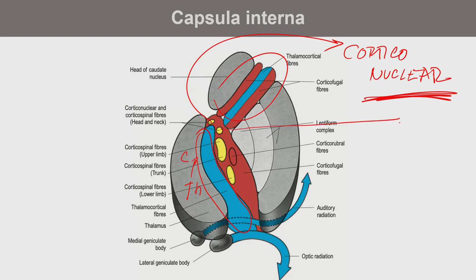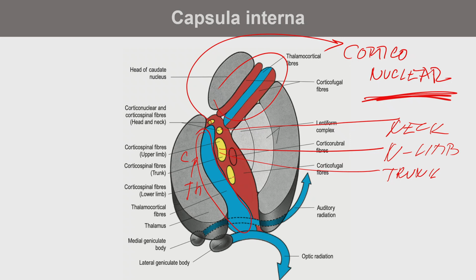Next three are from neck, upper limbs, trunk, and lower limbs. So they have also somatotopic organization, like everywhere. What's important, when we have an infarction of this region, the patient could have plegia, hemiplegia of contralateral limbs. So it's a very important structure.